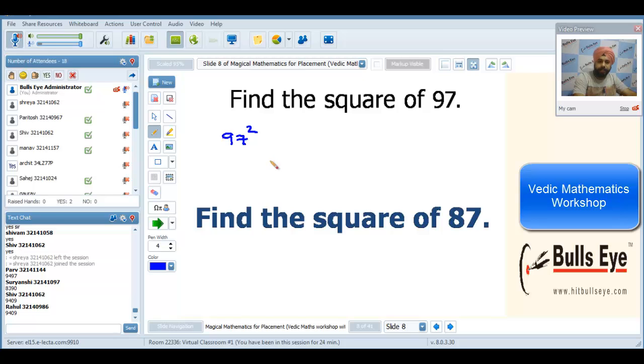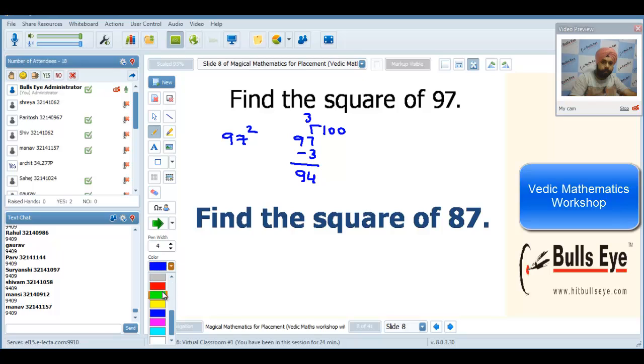Suryanshi, just have a look at your answer. Parav, this is wrong. Now 97 is 3 less than your base. So you subtract 3 again to get the answer as 94. So no problem on that front. Now what will be placed on the right hand side this time? The square of the difference, 3 square is 9. So you will write 09 over here. So 9409 will be the square of 97. So you all have got it by now?